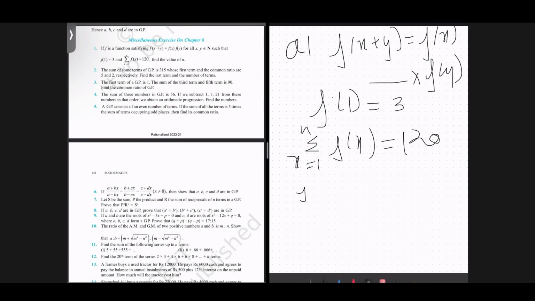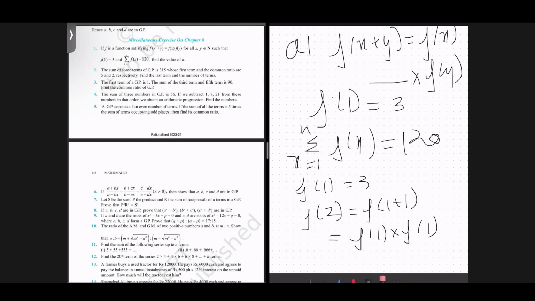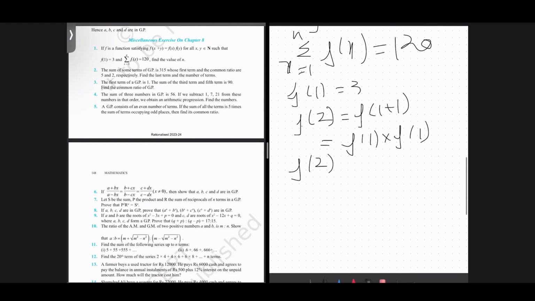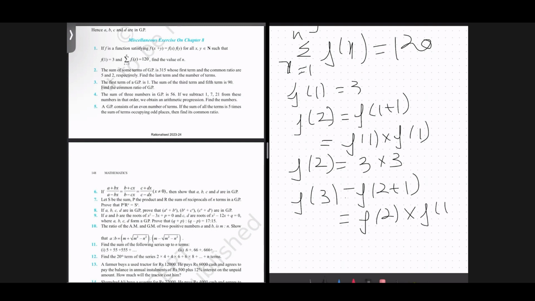Right. So we have f of 1 equals 3. Let us take f of 2 equal to f of 1 plus 1 equals to f of 1 into f of 1. Correct. So when you do that, this becomes f of 2 equals 3 into 3. Similarly, you have f of 3 equals f of 2 plus 1. That becomes f of 2 into f of 1. That becomes 3 into 3 into 3.